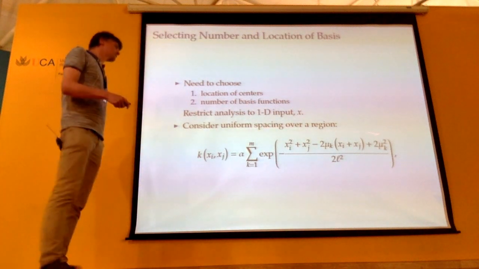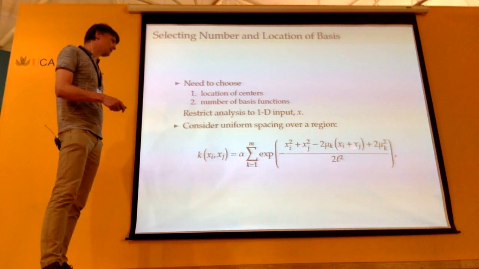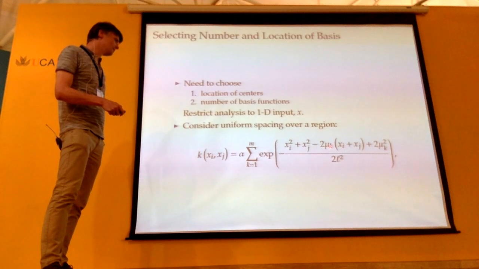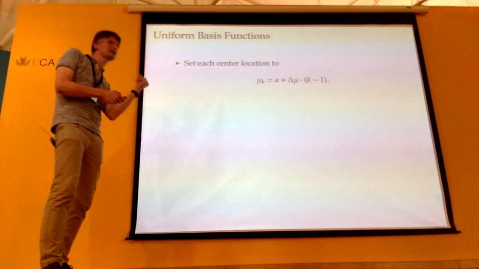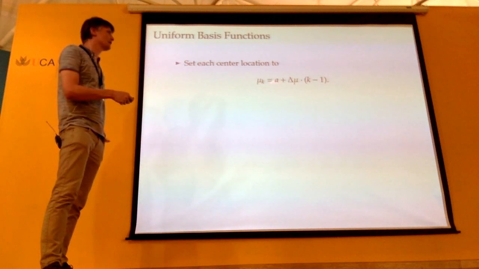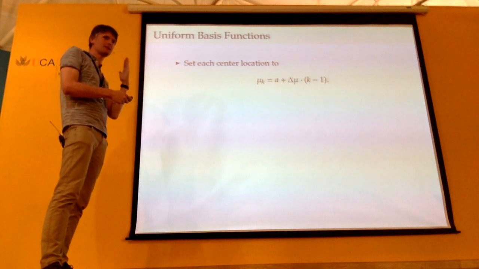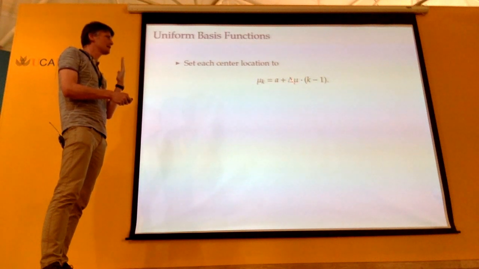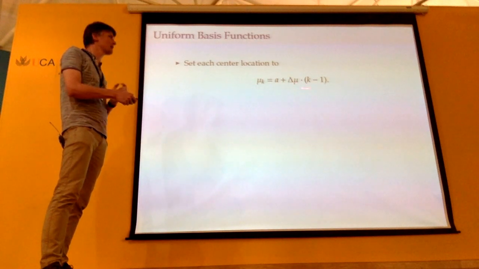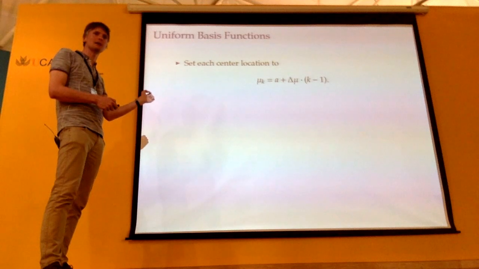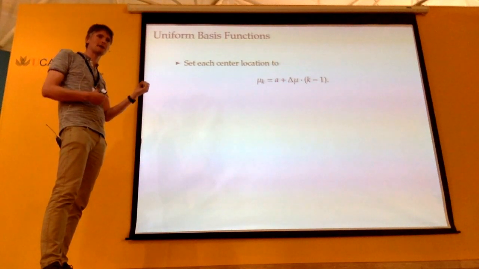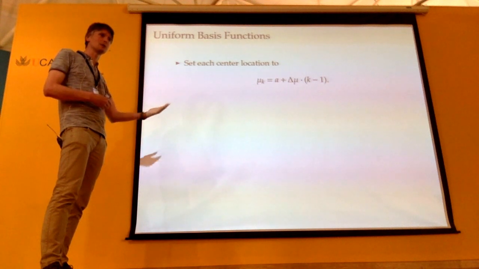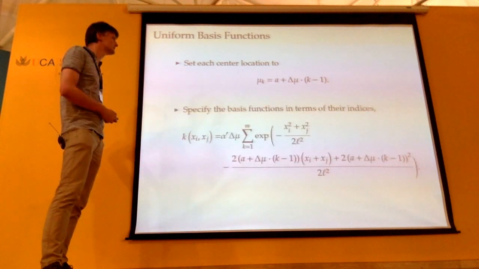So this uniform spacing over a region has allowed me to write mu_k, which is the center of the basis function, and I'm replacing it with a, the starting point of the first basis function, plus delta mu, which is the gap between them, times k minus 1. I'm obviously doing this because later I'm going to take k to infinity, and the gap down to 0. So I'm going to turn this into an integral, because I'm going to have infinite basis functions.